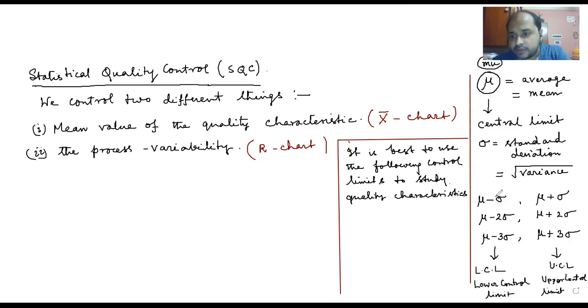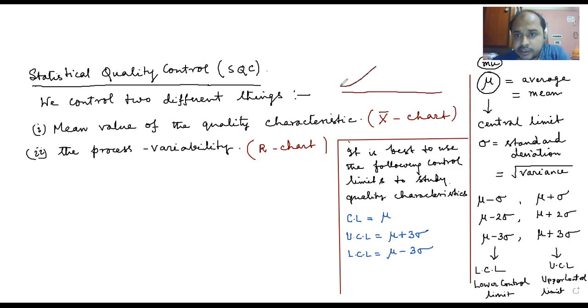Which of these three limits do we actually choose? If nothing is mentioned, the central limit remains fixed always, we call it mu, but for UCL we choose mu plus 3 sigma, and LCL gives you mu minus 3 sigma. So this is often actually used. And also I must tell you that all these limits actually come from the study of normal distribution, which is a probability distribution, and the normal curve actually looks like this.